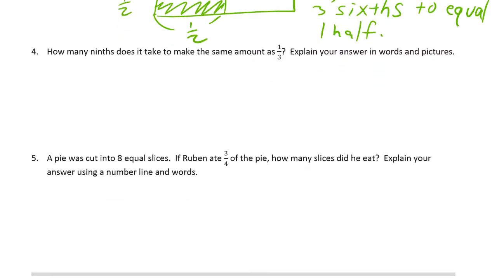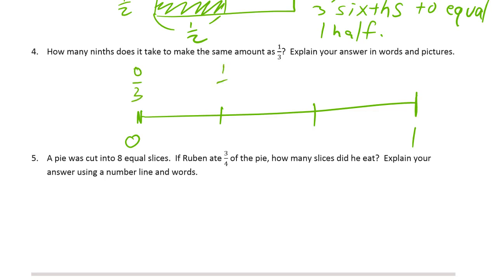How many 9ths does it take to make the same amount as 1/3? Okay, so we could do this. Let's use a number line just for some variety here. We'll label our endpoints at 0 and 1, and we're going to make thirds. And to make ninths, we need... So let's label these as thirds. So that's 0 thirds, 1 third, 2 thirds, 3 thirds.